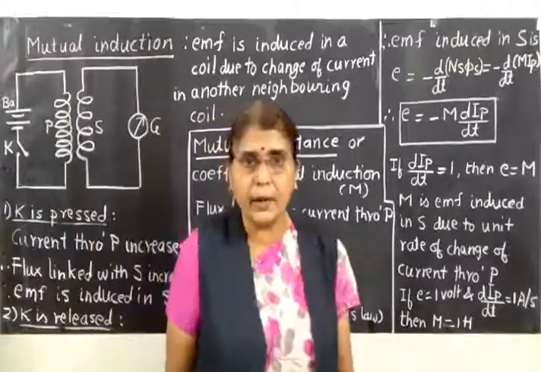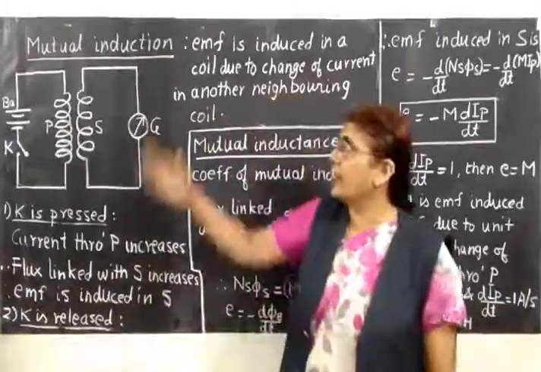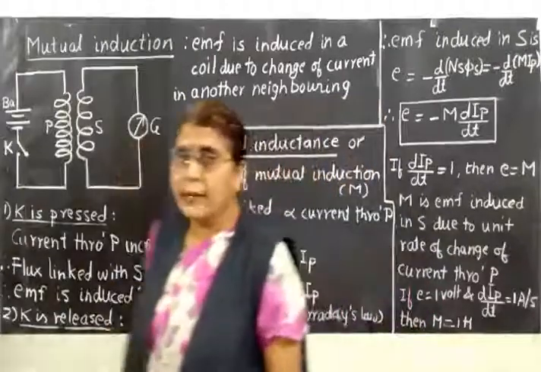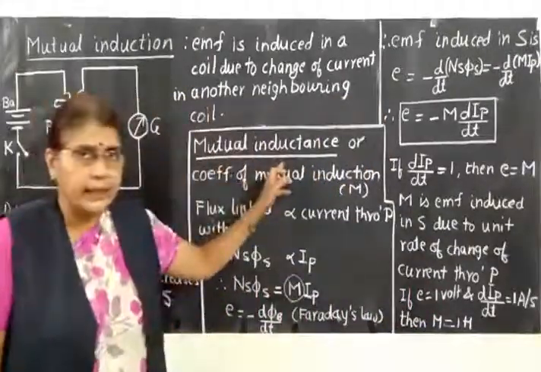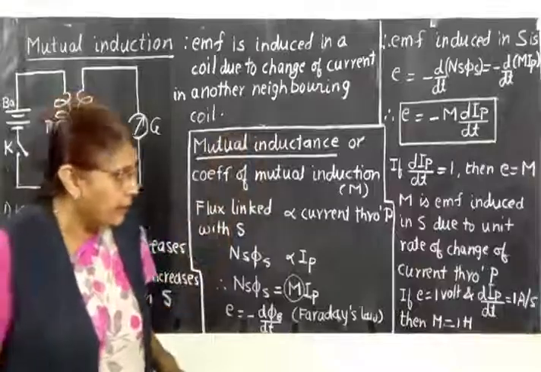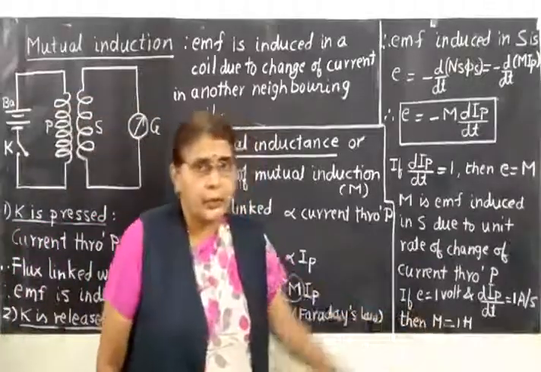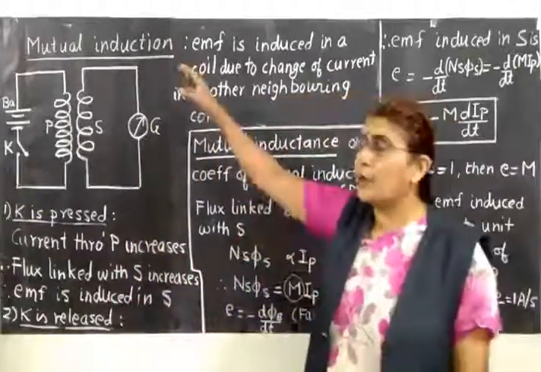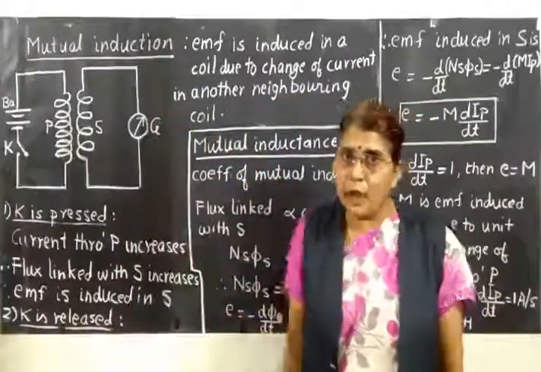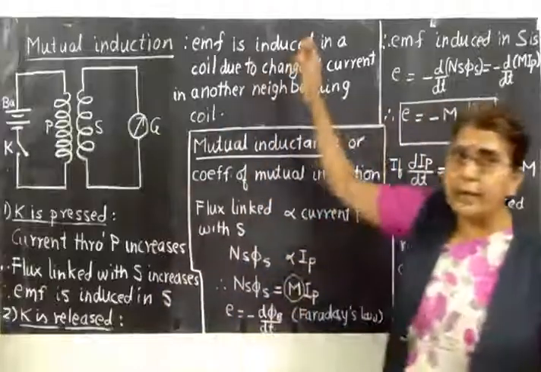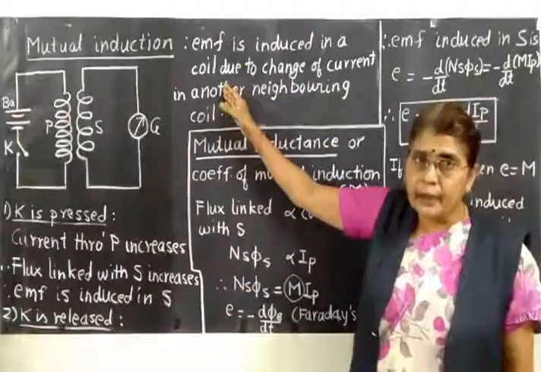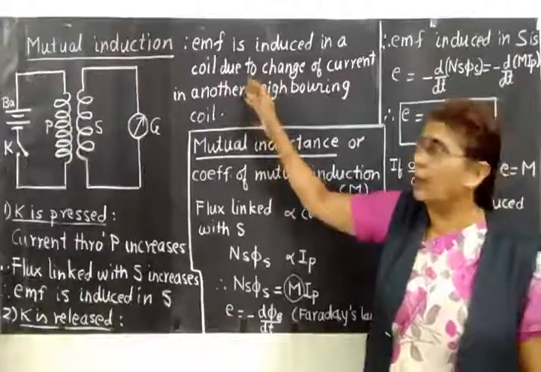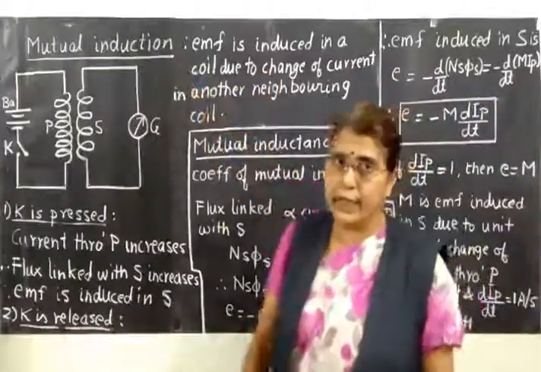So what are the 3 points we have considered today? First, we have defined the phenomenon of mutual induction. Then we have defined what is mutual inductance, and then we have defined the SI unit of mutual inductance. So let us revise the 3 points today. What is mutual induction? It is a phenomenon in which an EMF is induced in a coil due to change of current in another neighboring coil. This phenomenon we call mutual induction.